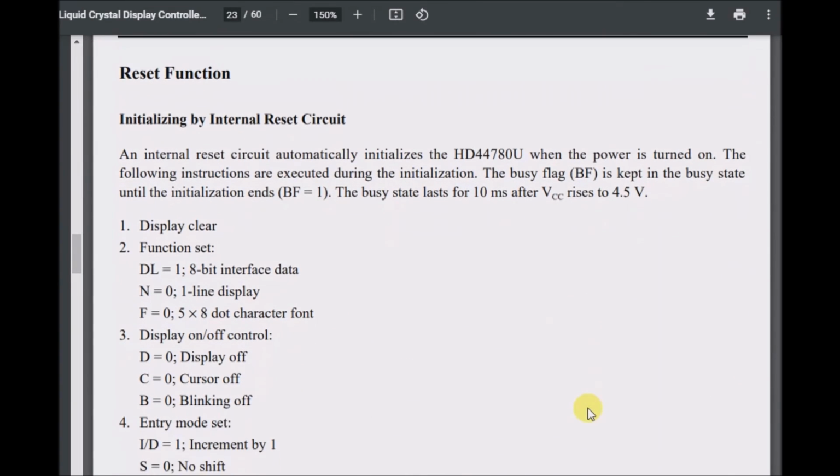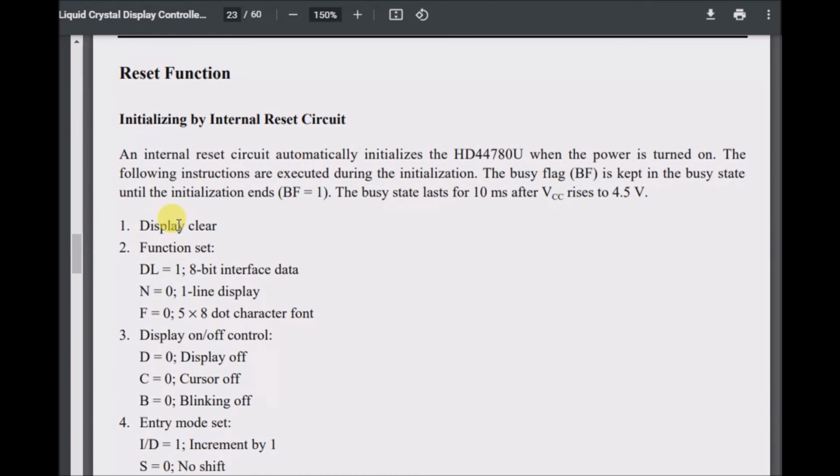Reset function, initializing by internal reset circuit. An internal reset circuit automatically initializes the HD44780U when the power is turned on. The following instructions are executed during the initialization. The busy flag BF is kept in the busy state until the initialization ends, BF equals 1. The busy state lasts for 10 milliseconds after VCC rises to 4.5 volts.